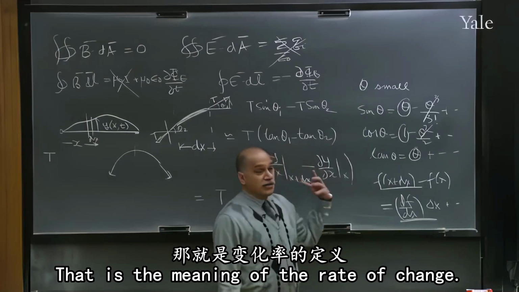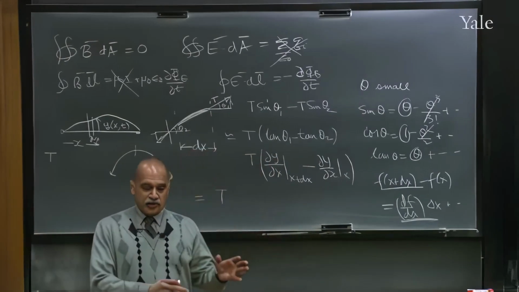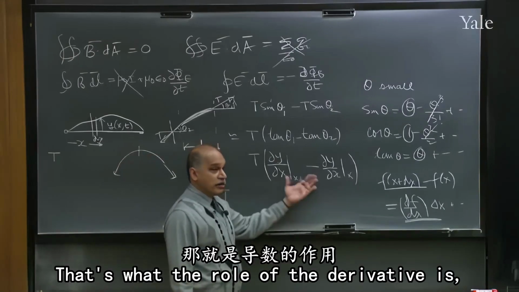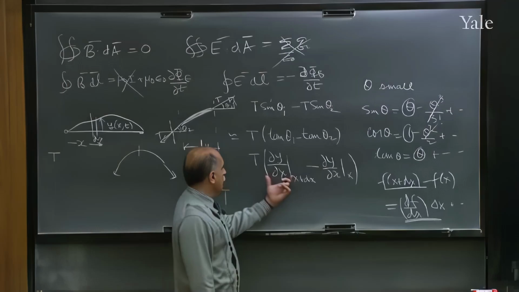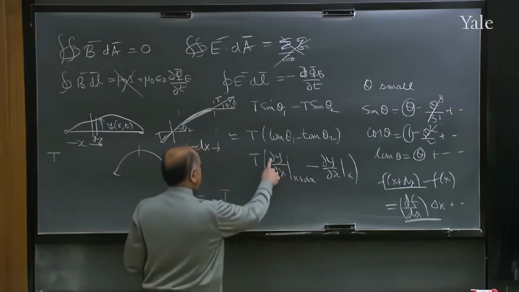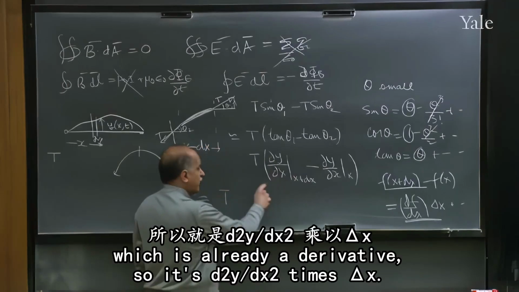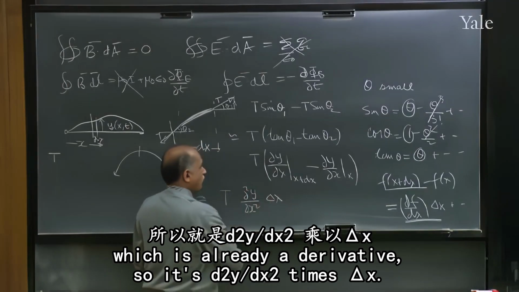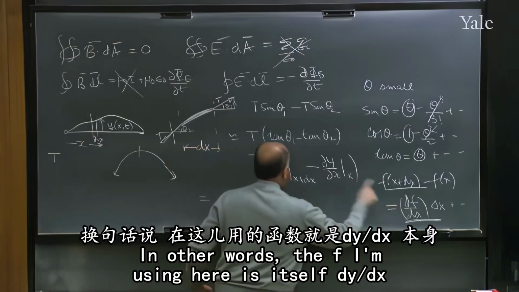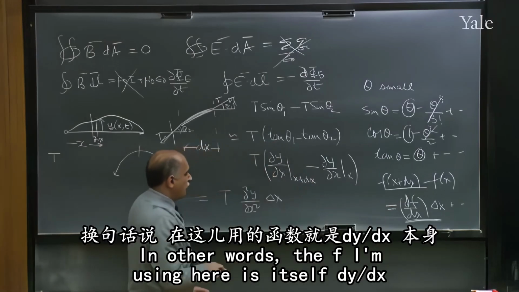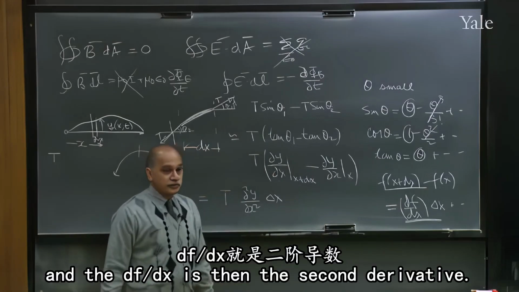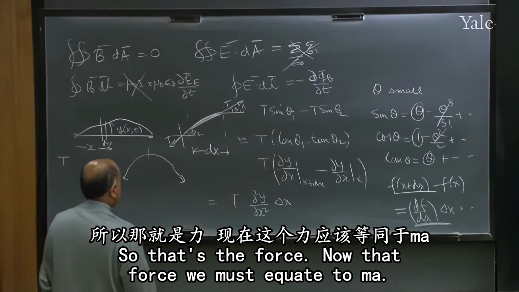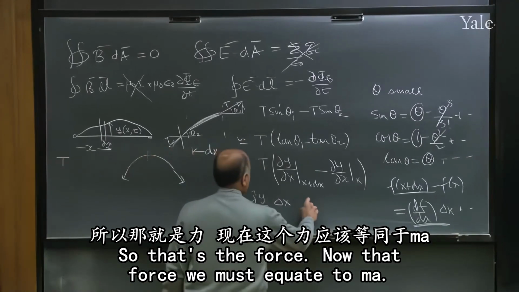That is the meaning of the rate of change. If I tell you, here's a function, and that's the same function somewhere to the right, what's the difference? That's what the role of the derivative is, to tell you how much it changes. This slope changes from here to there. Therefore, it's the derivative of something which is already a derivative. So it's d2y over dx squared times delta x. In other words, the f I'm using here is itself dy/dx. The df/dx is then the second derivative. So that's the force. Now that force we must equate to ma.